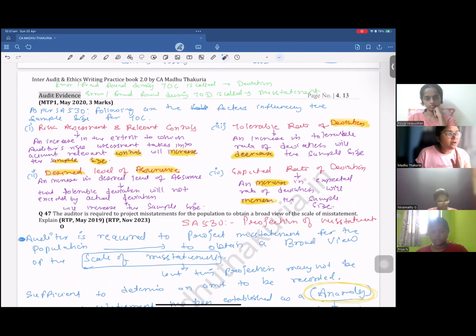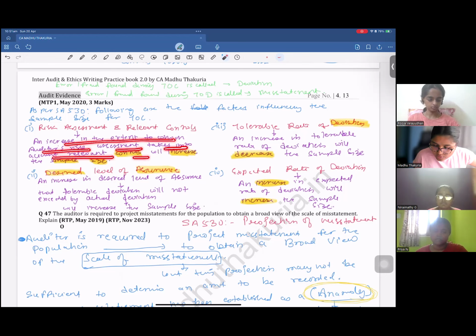In your SA 315, when you actually understood the entity and its environment, during that process, what is the amount of risk of material misstatement you have assessed related to it and also its relevant control? If there is an increase in the extent to which the auditor's risk assessment takes into account the relevant control, it will also increase the sample size.